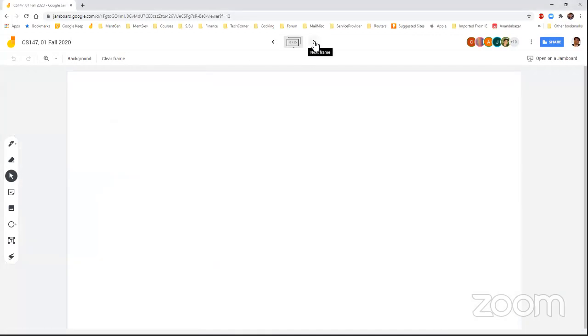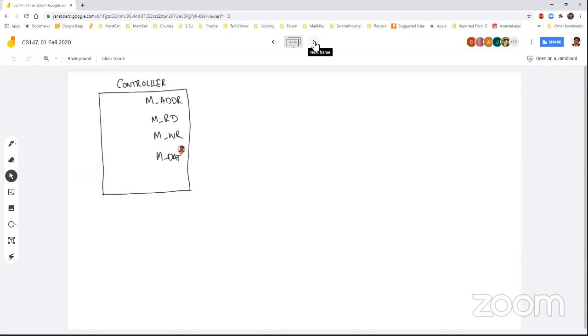Okay, so on the controller side, now let's look at the controller side. Let's first talk about the interaction with the memory. So there is a memory address, memory read, and memory write signal, and also data from the memory. And this is bidirectional data, which is going all the way to the memory. So this is 32-bit. This is also 32-bit.